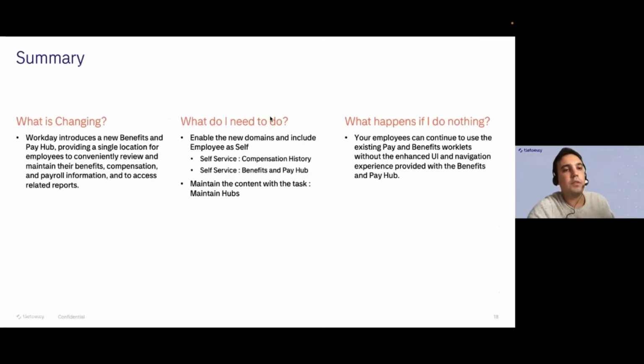What's changing with this feature? They introduce a new benefit and pay hub. So, like mentioned, your employee can have only one single location where they can access and maintain their benefits, their compensation, their payroll information, and any kind of reports you want to share with them in this new hub. For this, you need to enable two new domains called self-service compensation history and self-service benefit and pay hub. And of course, you need to maintain your content, what you want to be displayed in this hub, by maintaining apps and selecting this benefit and pay hub.